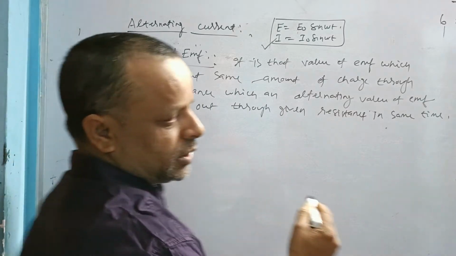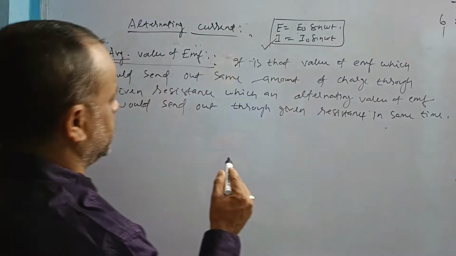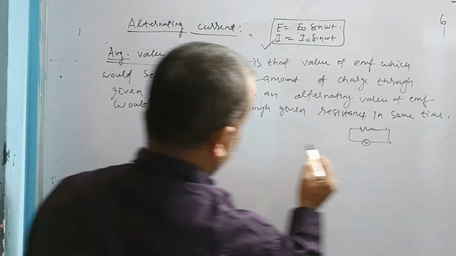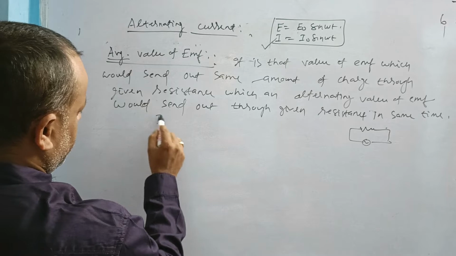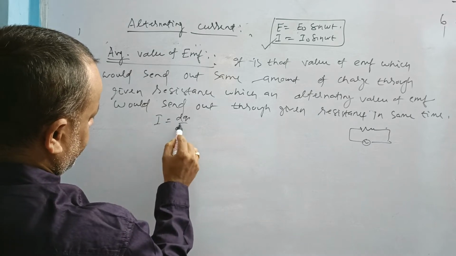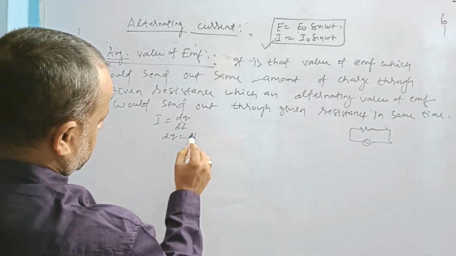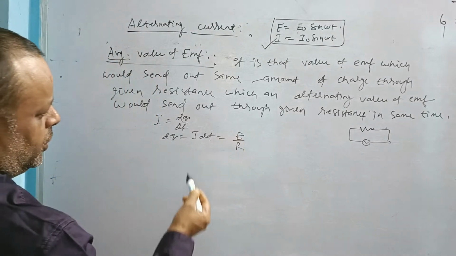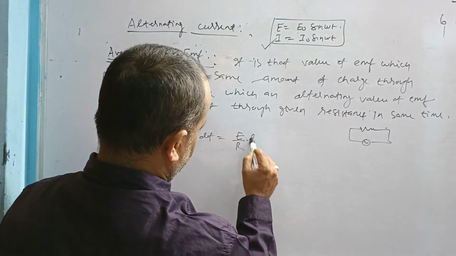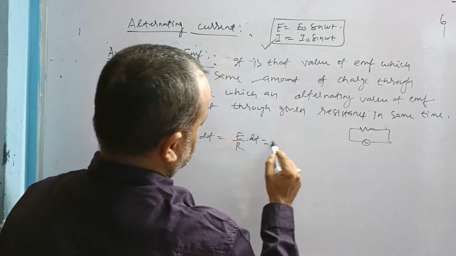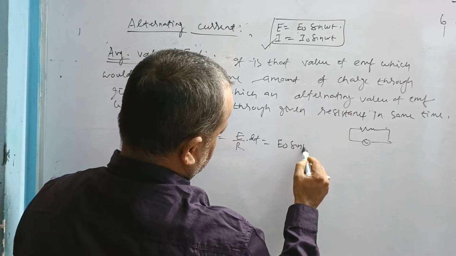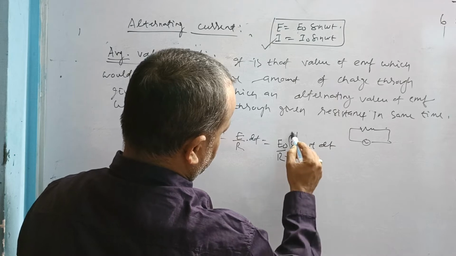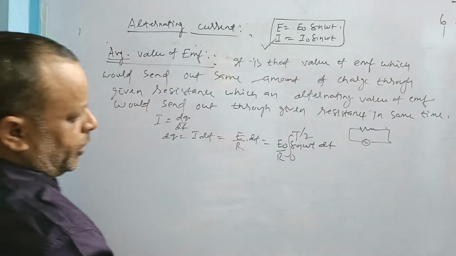See how much is the charge which has flown through it. Let's suppose this is the resistance, and this EMF has sent out a certain amount of charge. We know that I is delta Q by delta T. Delta Q is I into delta T, and we have to correlate it with EMF. So I can be written as E by R delta T, and E can be written as E naught sin omega T delta T upon R for the time interval 0 to T by 2.